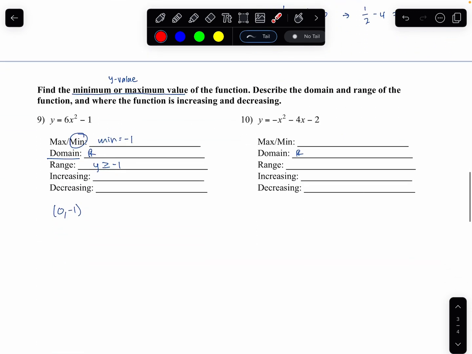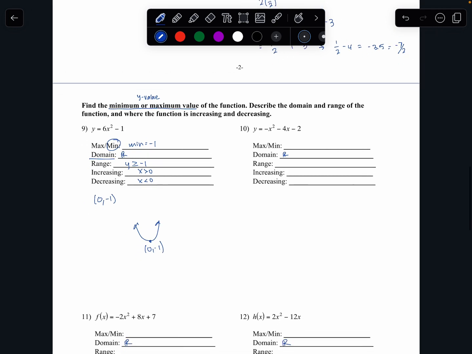Okay, so here's our vertex. The x value is 0, and we're facing upwards. Okay, so this graph has the vertex (0, -1), right? So we are decreasing until x equals 0. So I'm going to say decreasing when x is less than 0, but then we're increasing when x is greater than 0. There you go. Okay.